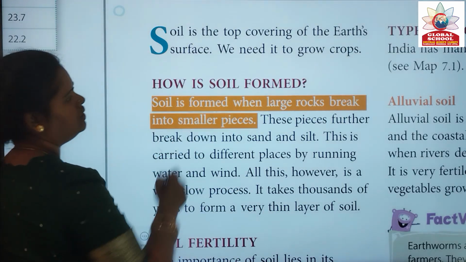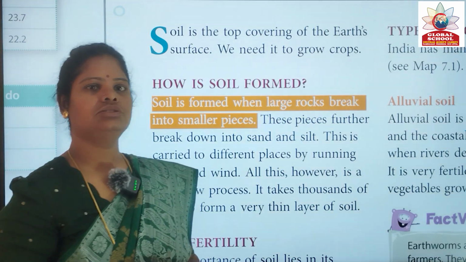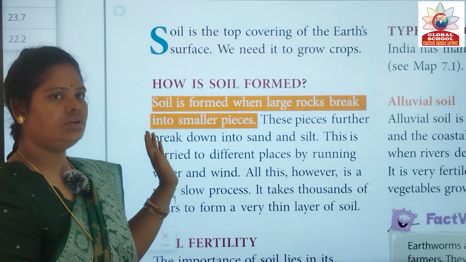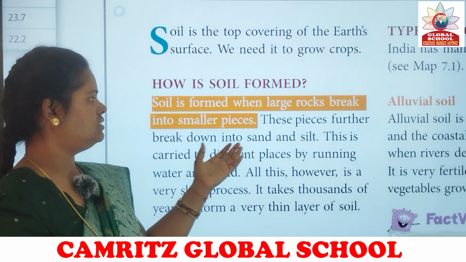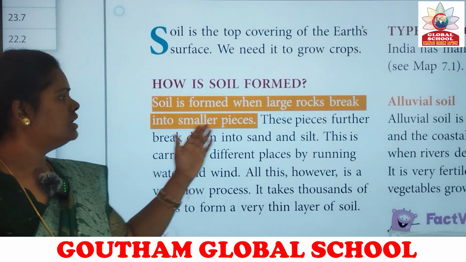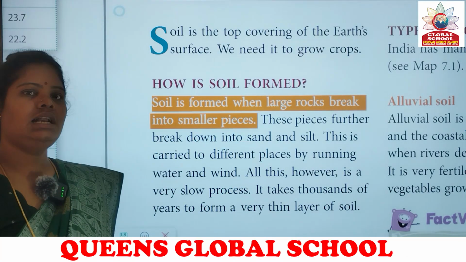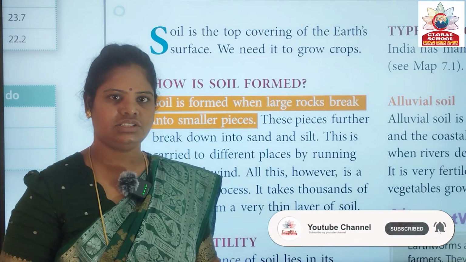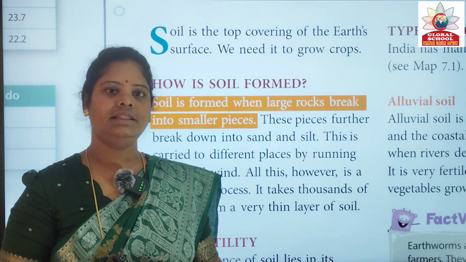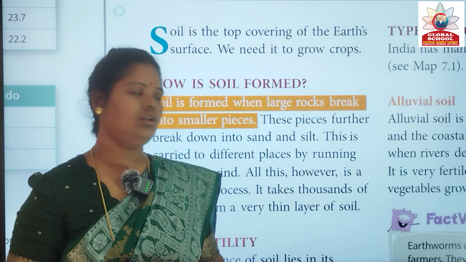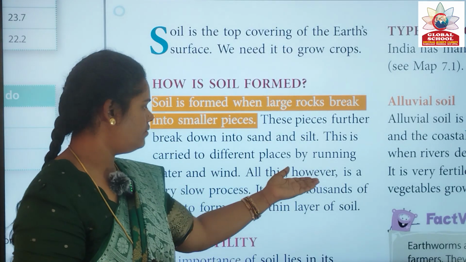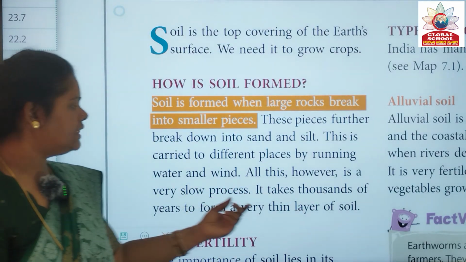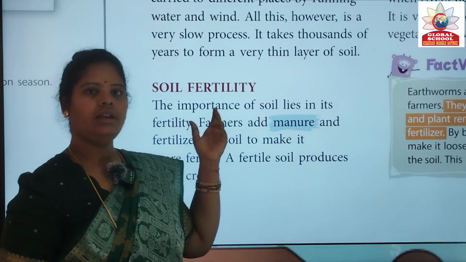So how is soil formed? We need soil to grow the crops. So how was this soil formed? Soil is formed when large rocks are broken down into small pieces, small fragments. These pieces are further divided into silt and sand. And this silt and sand is carried by the water, rivers and the wind to different regions and then forms layers. And these layers we are calling soil formation. All this, however, is a very slow process and takes thousands of years to form a thin layer of soil.